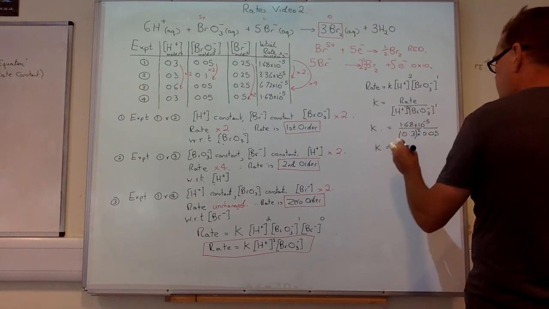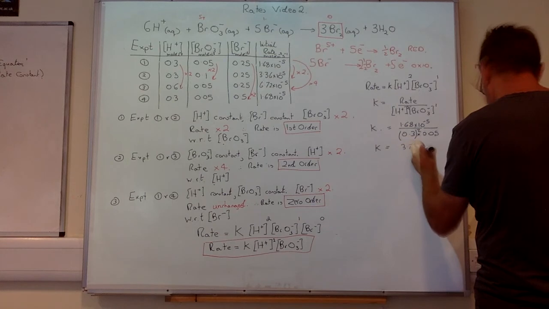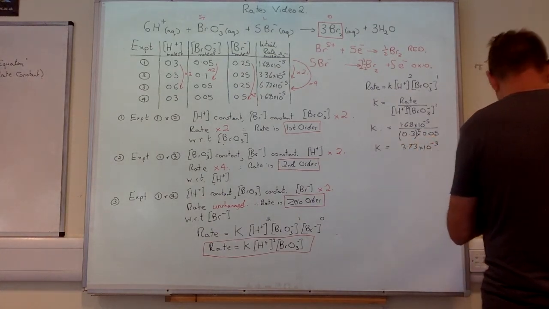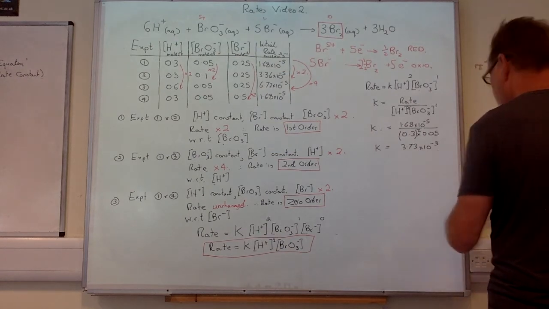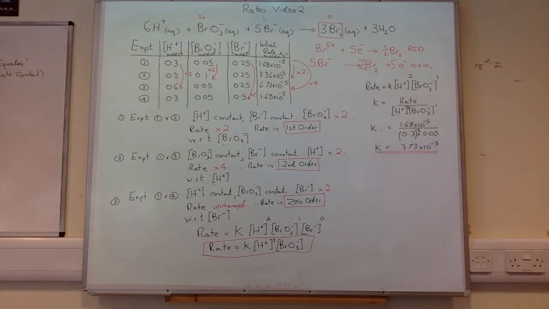Well, I ended up with a bit of luck, let me just check it nicely, 3.73 times 10 to the minus 3. That is the value of K, the rate constant, and that's worth a couple of marks right there. That's right. Second order with respect to H plus, first order with respect to bromate, zero order with respect to bromide. Yeah, totally right. Sorry about that.